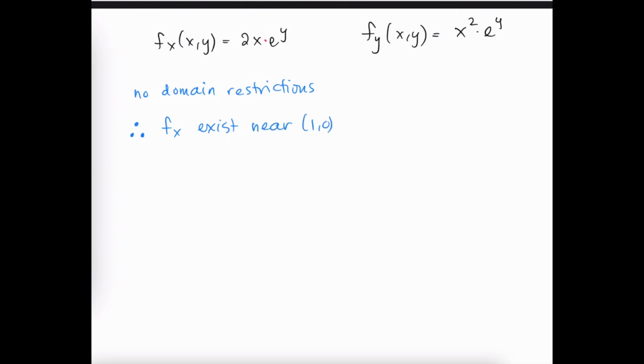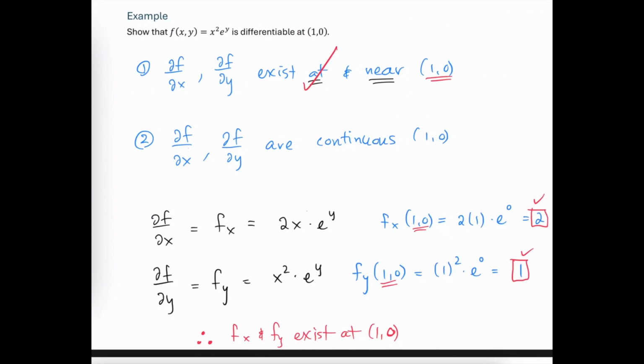Now the same goes for the first partial with respect to y. X squared has no domain restrictions, e to the y has no domain restrictions, so when I multiply those two things together, their product has no domain restrictions. So the first partial with respect to y exists everywhere, but we only need that to exist near (1, 0), which it does. So we can come back up here to our criteria and say that it also exists near (1, 0).